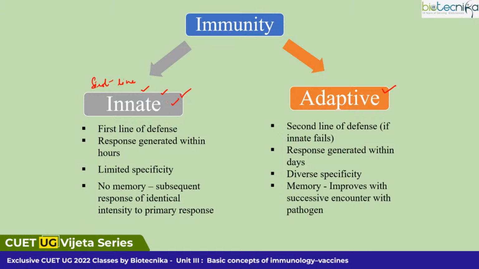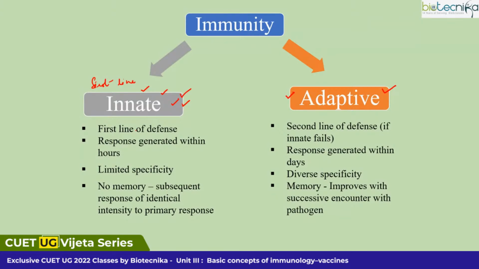Now suppose there is a breach in that innate immunity, or the enemy is so strong, the pathogen is so strong, that it cannot be controlled. In that case, the second line of defense is the adaptive immune system, or adaptive immunity. First we'll talk about what this innate immunity is.